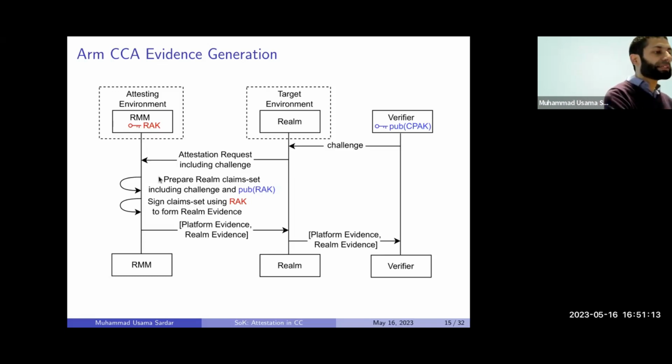From the initialization phase, it has obtained the platform evidence, and it combines the two pieces of evidence and sends them back to the target environment, and the target environment basically forwards them to the verifier. And this whole thing combined together is the remote evidence. So this leads to a better understanding, step by step, of what exactly is happening, what should be signed, what the claims are, and so on. It only says claim set, but there is a description in the paper of what exactly these claim sets are.